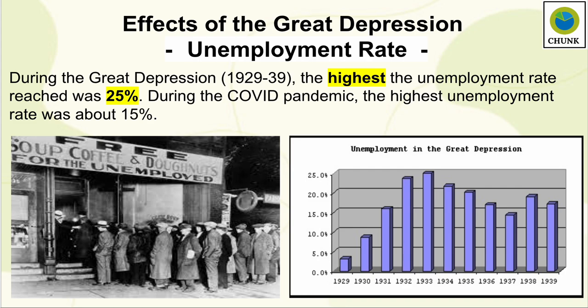So, one of the biggest things that the Great Depression caused was a very large unemployment rate. During the Great Depression, which was 1929 to 1939, the highest the unemployment rate gets is 25%, and that's in 1933, as you can see in the chart down here. That is extremely high. That is 1 in 4 people in the United States. So if your family has 4 people, one of you would not have a job. That's a lot of people across the United States.